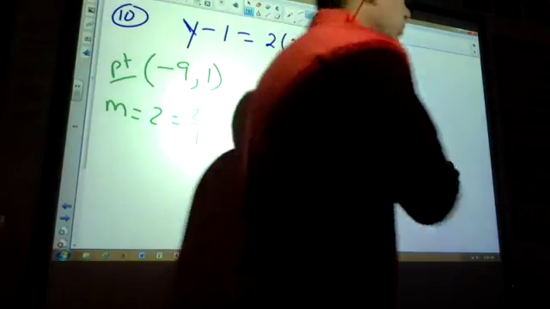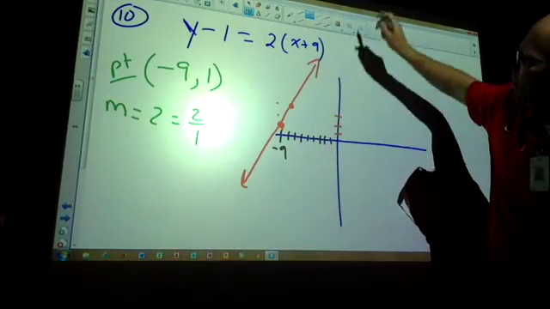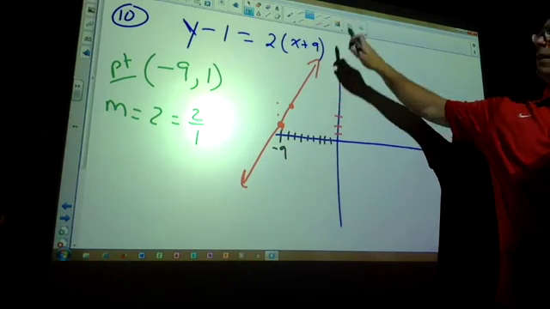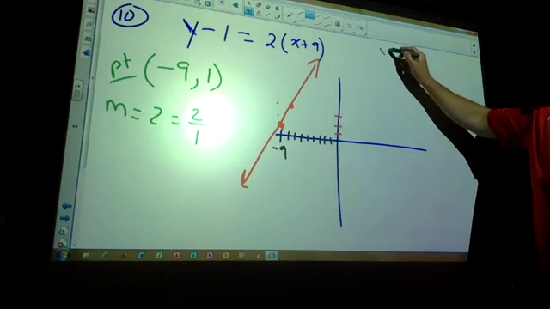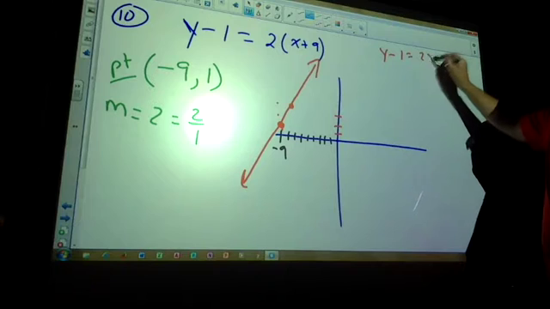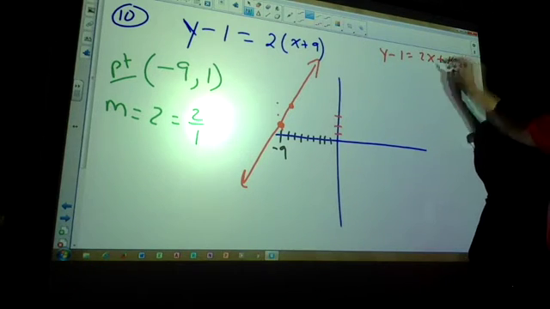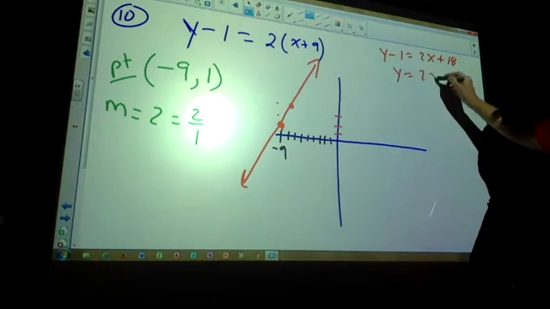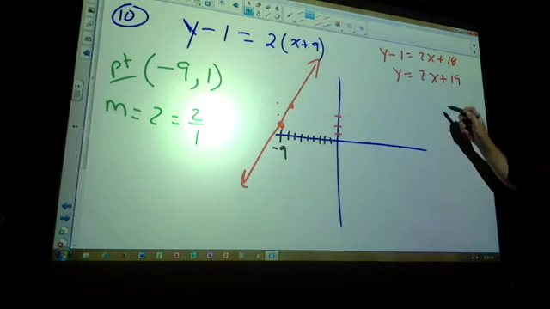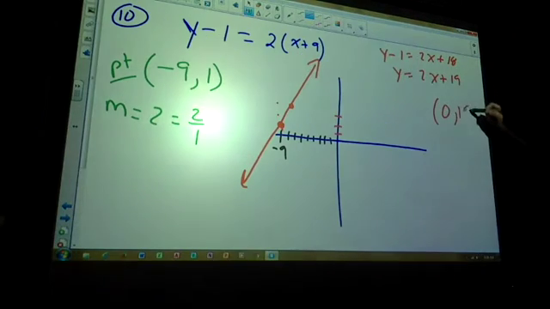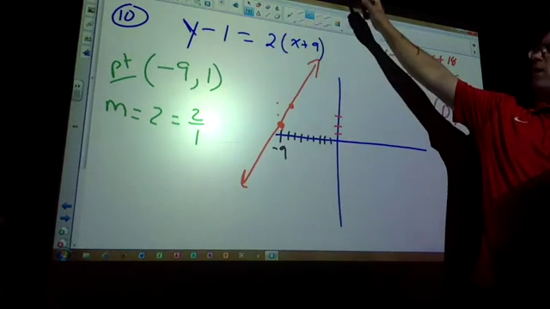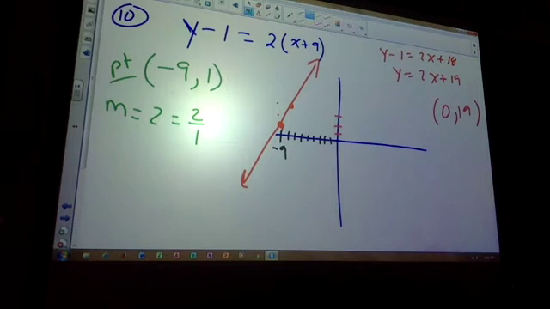Hey, does it look like my y-intercept's going to be way up there? Yes. Yeah. I mean, if I were to start solving this, I'd get this. So it looks like my y-intercept is 0, 19, right? That's kind of up here on the graph. That's up there on the graph, right? Yeah.